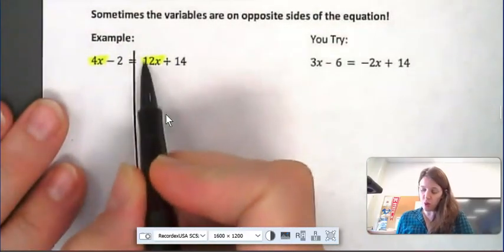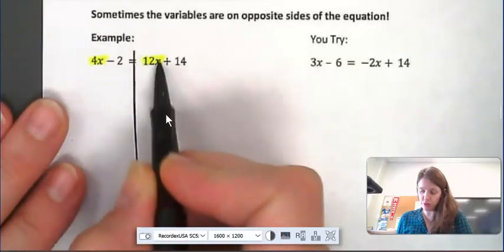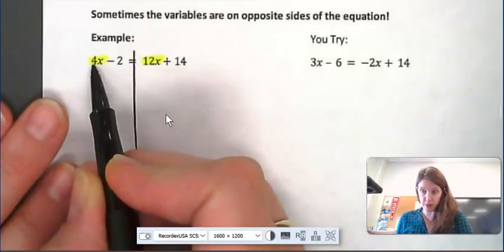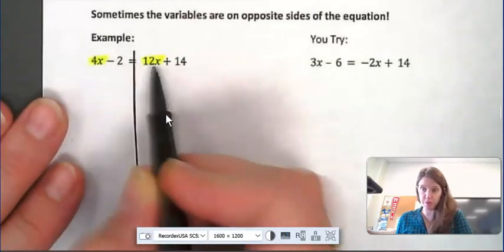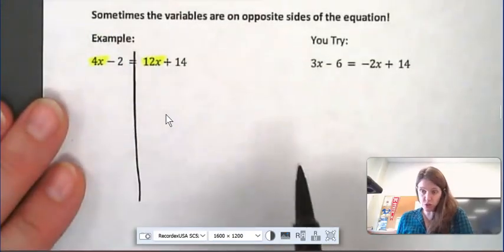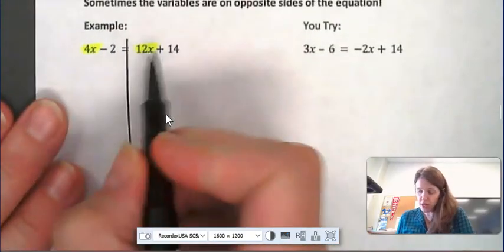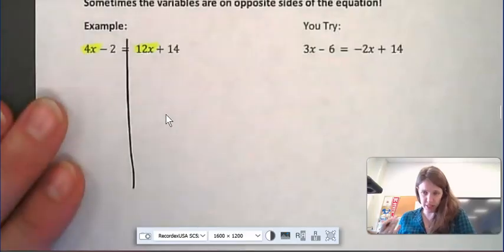So if I have a 12x over here and I have a 4x over here, I can do one of two things. I can move the 12x over with the 4x by using the opposite of that term, or I can move the 4x over with the 12x by using the opposite of that term. I'm going to do it both ways so you guys can see it, and then you can choose which way you want to do it yourself. So most people typically choose to move things left because they just feel like that's more normal.